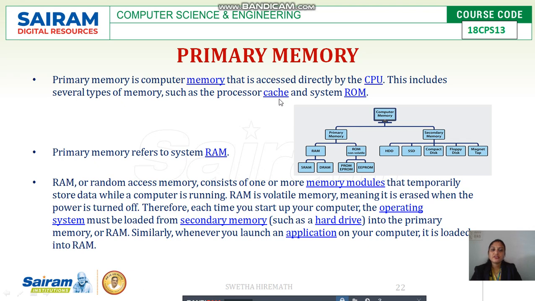Cache is present within the processor in order to improve the speed of fetching the data which is frequently required by the processor. It is small in size but very high in cost. So it has less capacity when compared with the RAM, and RAM has less capacity when compared with the ROM.